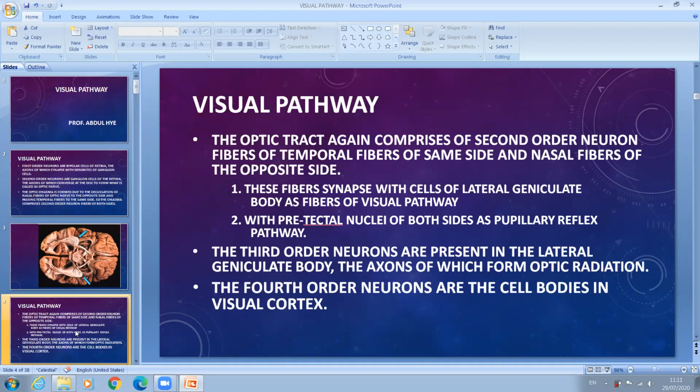pupillary reflex. So here you can remember that the afferent pathway of the pupil reaction is also present within the same fibers of the optic nerve, passing through the chiasma and decussating there, and passing into the optic tract, and then before actually joining the lateral geniculate body, the pupillary fibers go away and go to the pretectal nucleus of both sides. And from here, again, there are actually three decussations of the pupillary fibers. We will discuss it afterwards.